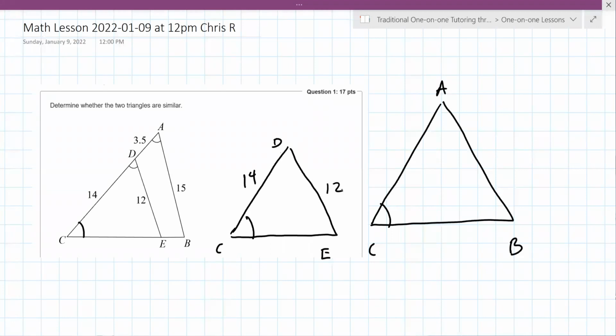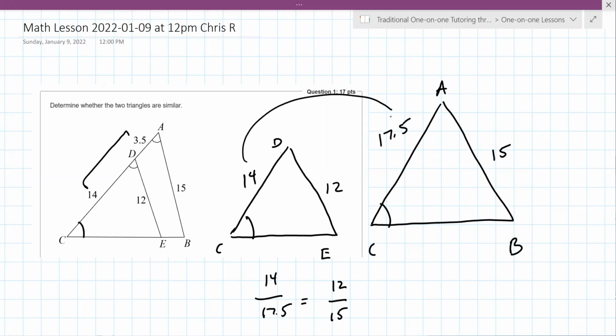Oh wait, and that's 12. What is the whole length here? It's 14 plus 3.5, so that's 17.5. Right. And then they give you this. Okay. So the question is, is 14 over 17.5 equal to 12 over 15? This side, 14 and 17.5, they have to be proportionally the same. Same with 12 and 15.